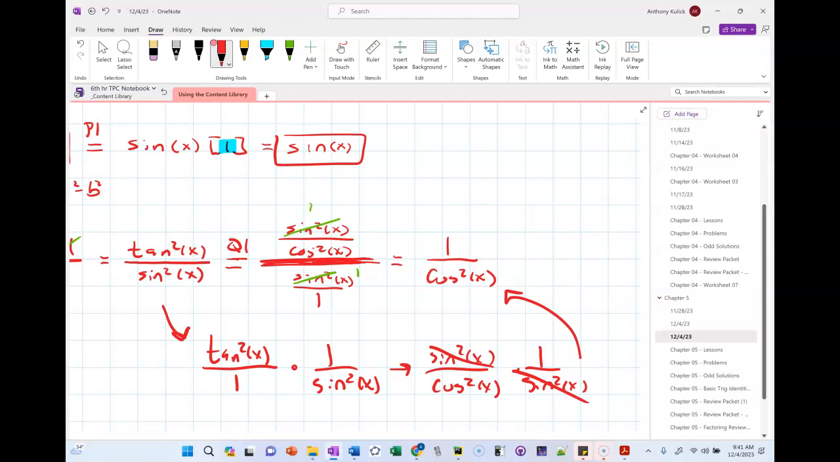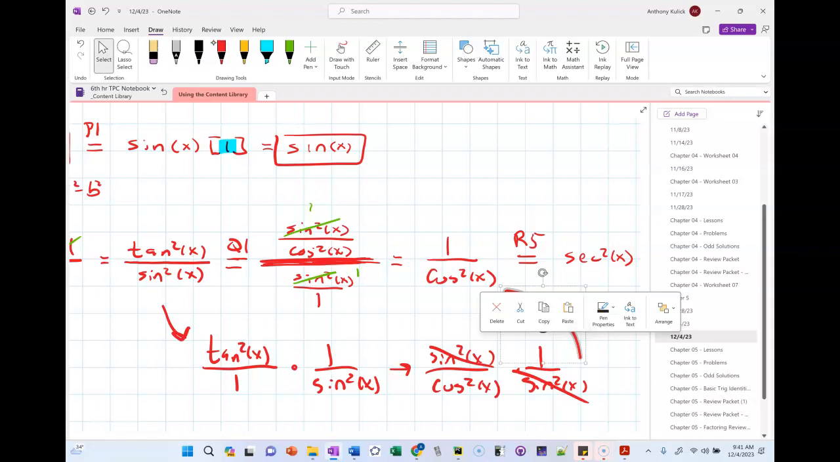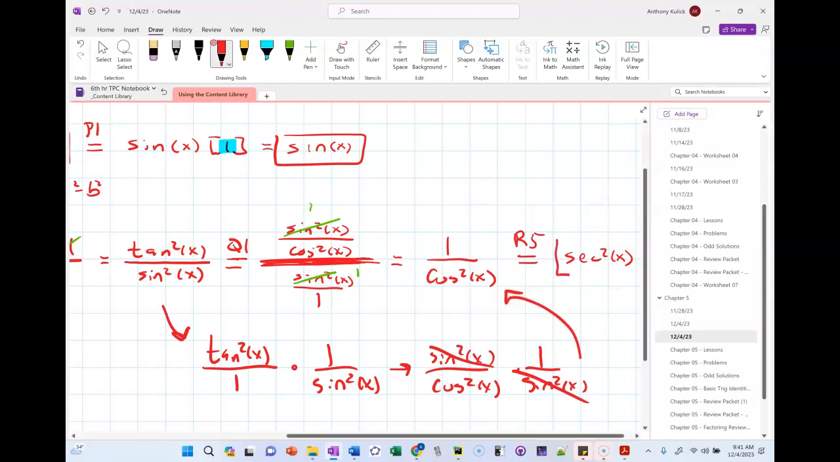So far, so good. AJ. Can you make that into R5? Yeah, so now using R5, we can call that replacing 1 over cosine with secant, and since it's 1 over cosine squared, that would just become secant squared. And we're down to a single thing. That's as good as we can hope to do.